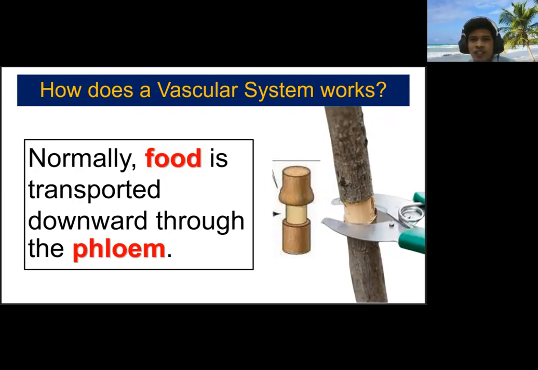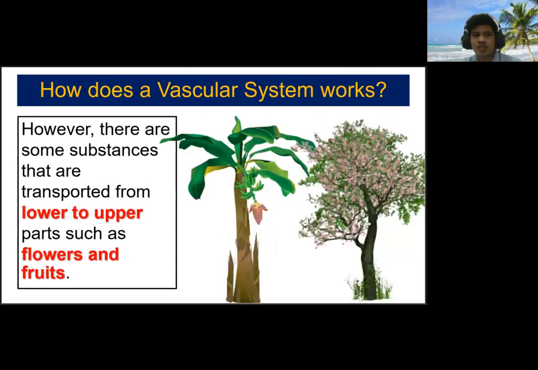However, there are some substances that are transported from lower to upper, such as to flowers and fruits, going from the leaves to the flower and to the fruit. So it's not always downward, but sometimes upward for phloem. But usually it's downward.